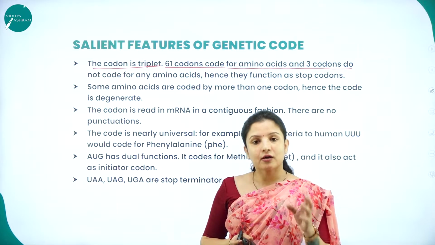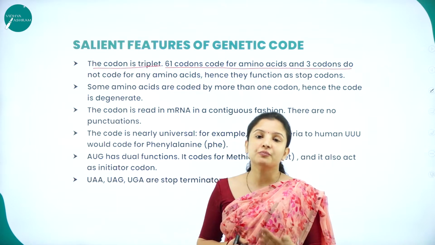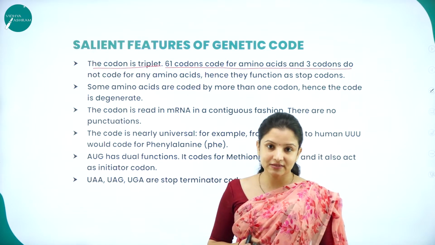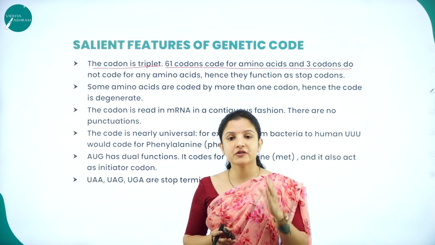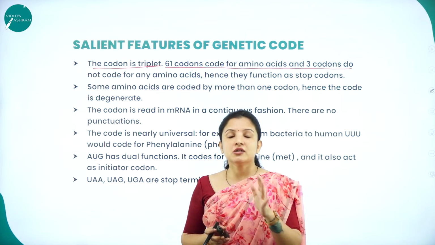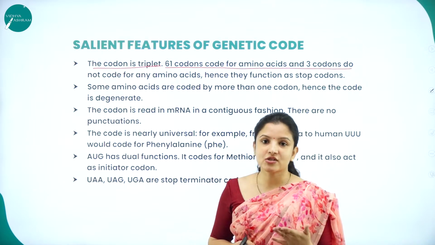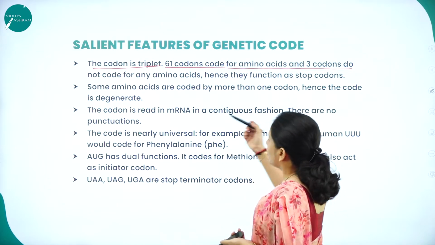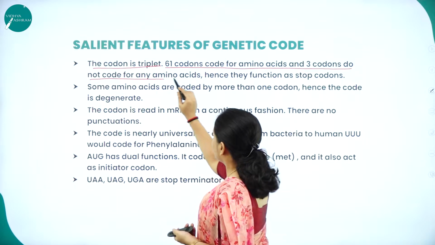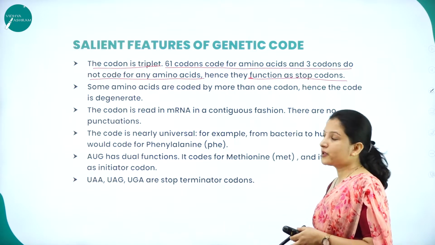The other 3 are also codons, but they do not participate in the process of amino acid synthesis. Instead, they act as the stop codon, which helps in bringing the translation process to a halt so that the next step can be carried forward. So the 3 codons do not code for any amino acid and hence they function as stop codons. They are called the stop codons.